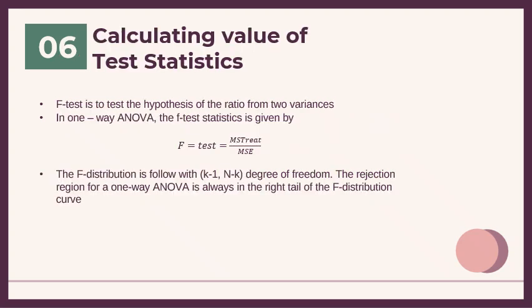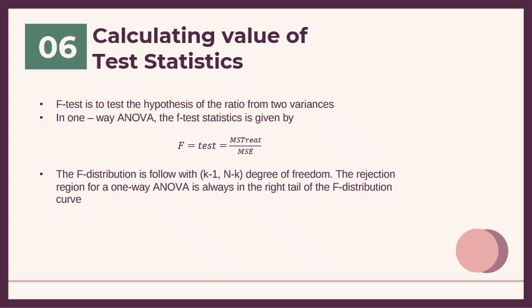Now, after we have figured out our hypothesis and we have determined all the values of the calculation, it is time to compare the F-test with the hypothesis that we have determined, and therefore we need to determine the value of the F-test. The F-test is to test the hypothesis of the ratio of two variances. In one-way ANOVA, the F-test statistic is given by, based on the values that we have, MS treat and MSE. We divide these two values, and it gives the value of the F-test.